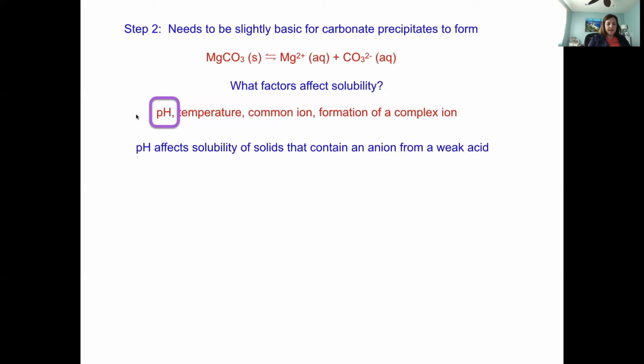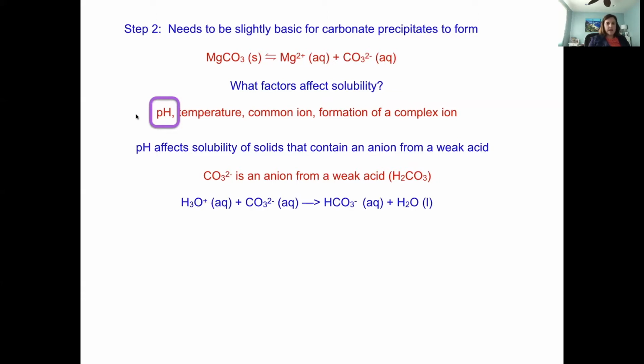Well, do we have an anion? I'm looking here at magnesium carbonate. So carbonate is an anion. The acid that forms is carbonic acid, a weak acid. So carbonate is an anion from a weak acid, so the pH is going to affect the solubility. How does that work? Well, here's a reaction. If I have hydronium, so I have some acid in there, and I have carbonate, it is going to react. I have a single arrow because I'm talking about hydronium here, forming some HCO3 minus and water, right?